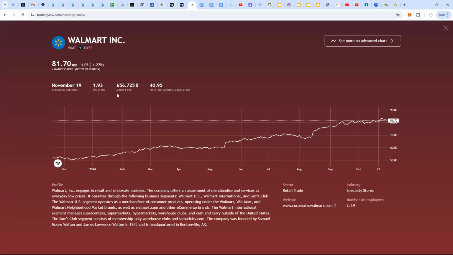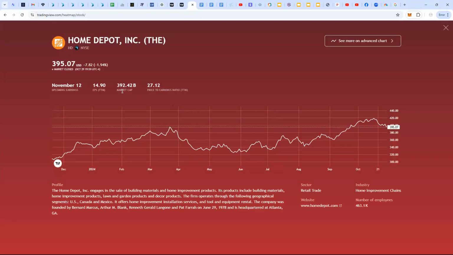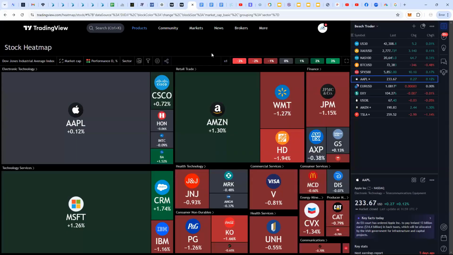Walmart is worth 600. So Bitcoin is more valuable than Walmart is. Isn't that amazing? It's almost 2 times what Walmart is worth. And then if we look at Home Depot, it was 392. So Ethereum is almost equal to Home Depot. And think about it, Ethereum and Bitcoin just came out. It's just amazing what crypto's doing.